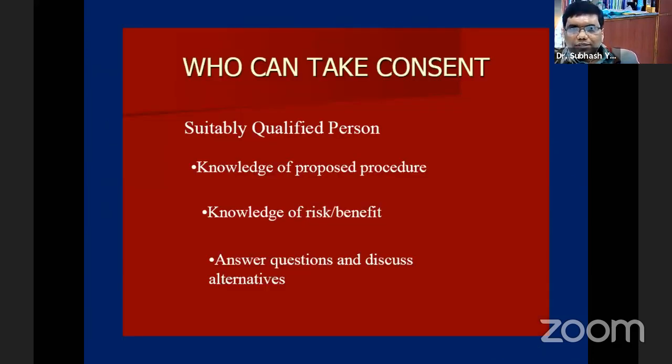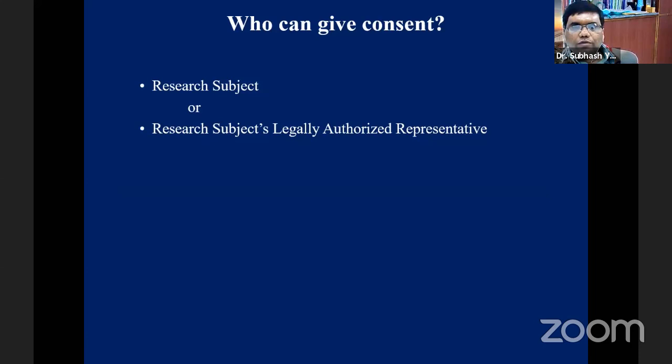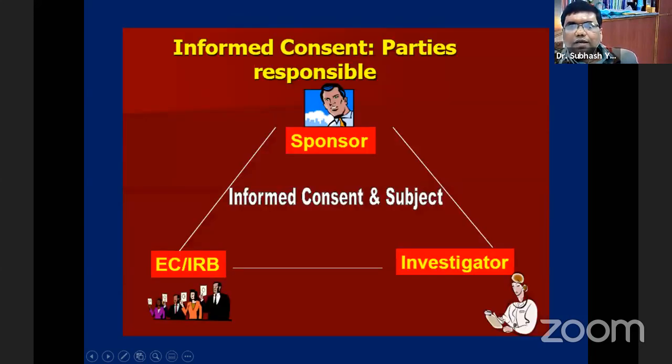So who can take the consent? Usually the qualified person like the investigator, co-investigator, who knows about the research procedure, risk and benefit, who can answer the questions and discuss the alternatives, and who can give the consent? Obviously the subject or the subject's legally authorized representative. These are the only two people who can give the consent.